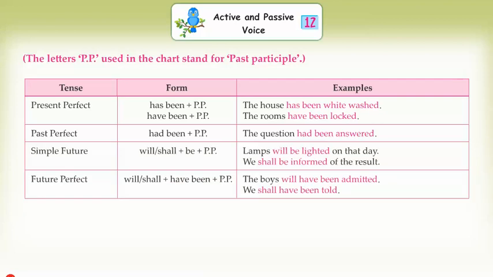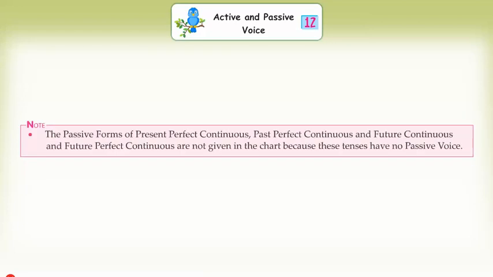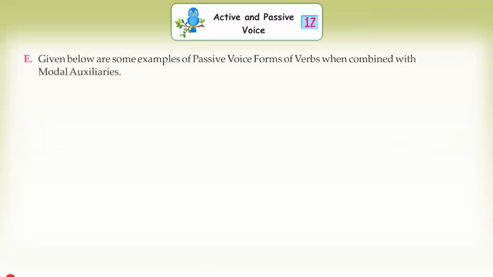Simple future: will or shall plus be plus PP. Lamps will be lighted on that day. We shall be informed of the result. Future perfect: will or shall plus have been plus PP. The boys will have been admitted. We shall have been told. Note: the passive forms of present perfect continuous, past perfect continuous and future perfect continuous are not given in the chart because these tenses have no passive voice.